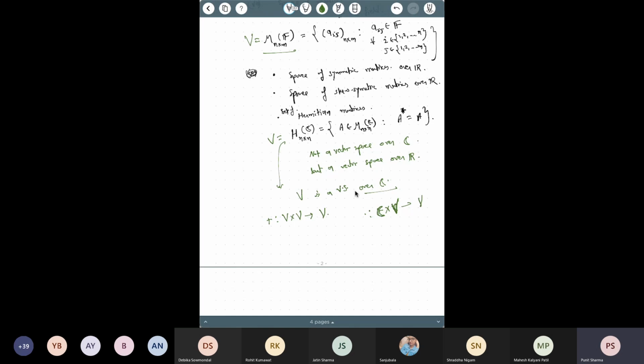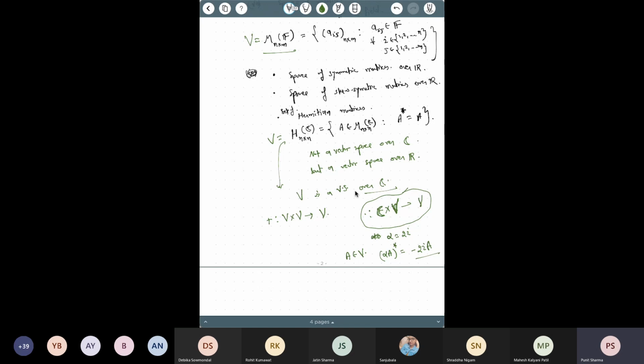Now you can check that this is not well-defined here. Take alpha, a complex number whose imaginary part is non-zero, let's say 2i. Then if you take any A in V, which is Hermitian, and look at alpha A, this alpha A is not Hermitian because it is minus 2iA, and therefore this set is not closed under scalar multiplication.